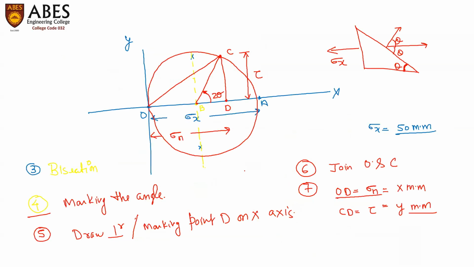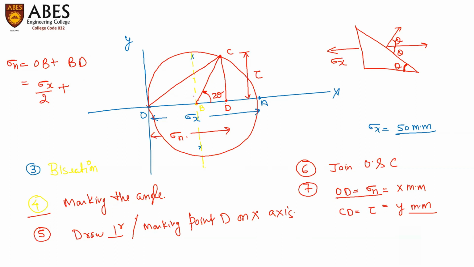Now, moving further, what is the value of this sigma n with respect to that diagram? The value of sigma n is simply OD. We can see that sigma n is nothing but OB plus BD. And what is the value of OB? The value of OB is sigma x divided by 2. The whole length of OA is sigma x, and the length of OB will be sigma x divided by 2, plus BD. BD is what? That is BC cos 2 theta.